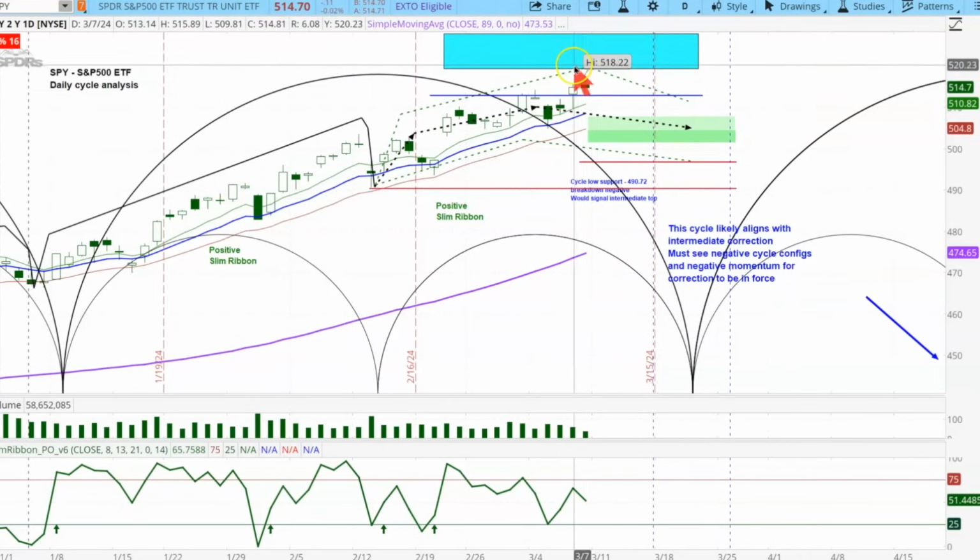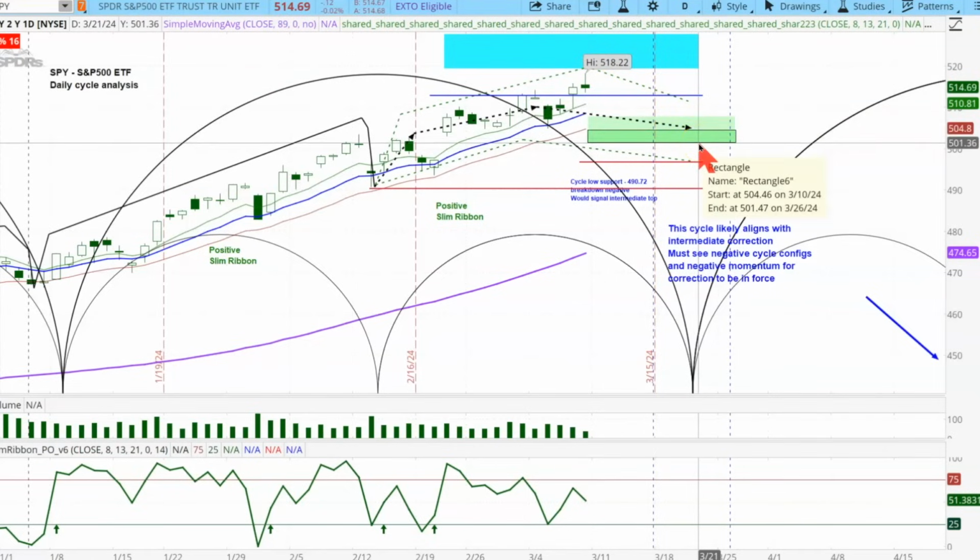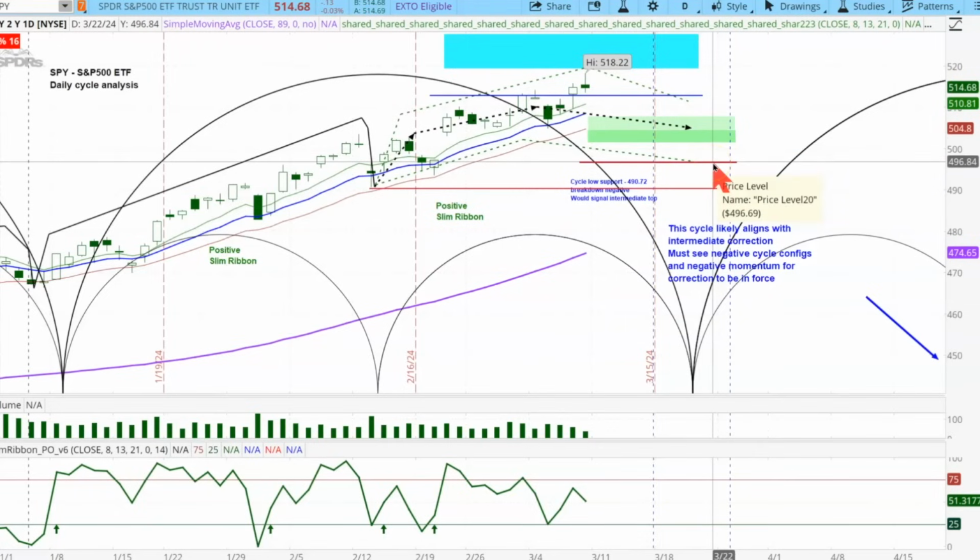But for right now, we're just looking for a pullback in here, and it's reasonable to get down to 507 to around 501 here in this next week and a half. This support right over here is 497 approximately, and below 497 would be a warning for the next cycle.